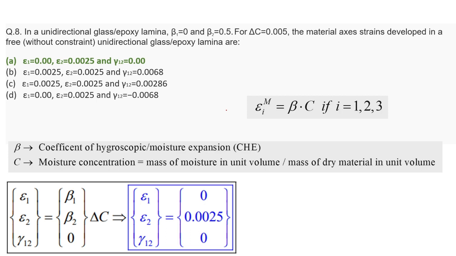The next question is, in a unidirectional glass epoxy lamina, beta 1 equal to 0.